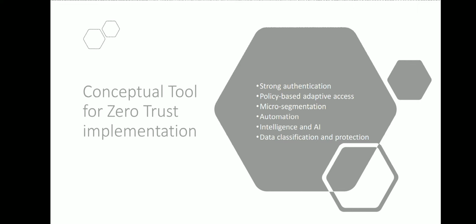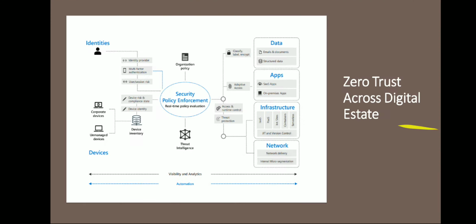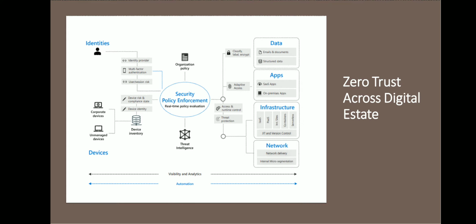So we discussed the zero trust scenarios. What are the different scenarios? Scenarios vary from one organization to another. We discussed zero trust across the digital estate as well. Now this is more of an end state architecture. So how your data, apps, infrastructure, network, identities, and devices look, and what are the design principles that you have to consider in order to make sure that those are implemented.